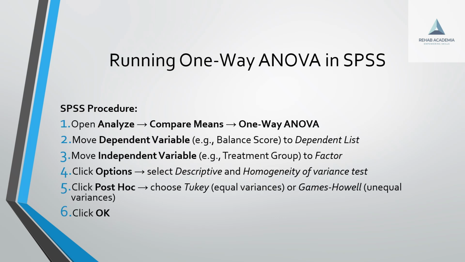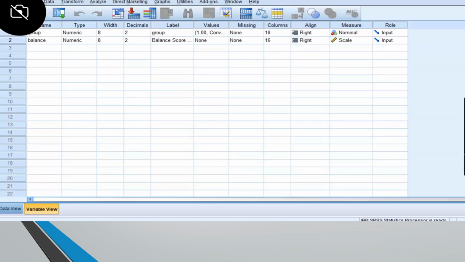To apply one-way ANOVA in SPSS, these are the steps you may go through. First, go to the Analyze menu, then select Compare Means and choose One-Way ANOVA. Place your continuous outcome variable such as balance score in the dependent list and your categorical grouping variable such as treatment type into the factor box. Select descriptive statistics and homogeneity of variance to check assumptions. Choose an appropriate post-hoc test and then click OK to run the analysis.